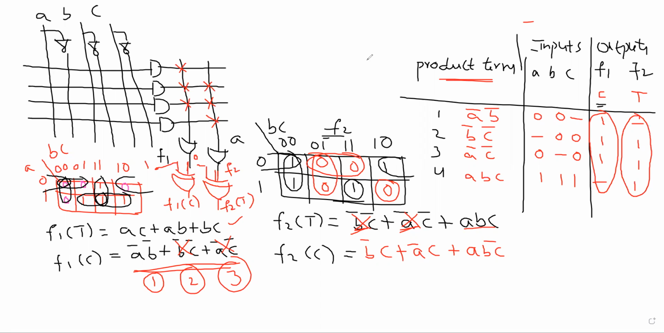Now what is the first product term? a bar b bar, that means a complement, b complement. What is the second product term? b bar c bar, that means b complement, c complement. What is the third product term? a complement and c complement. What is the fourth product term? abc. In this way you have to design or implement a programmable logic array, if there is a restriction.